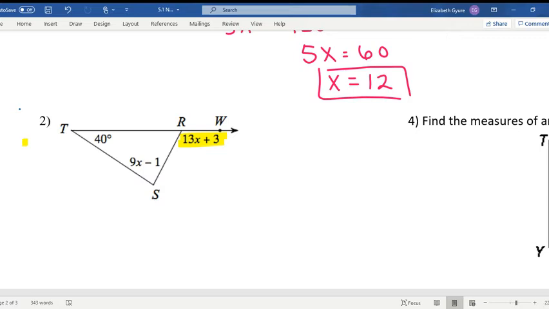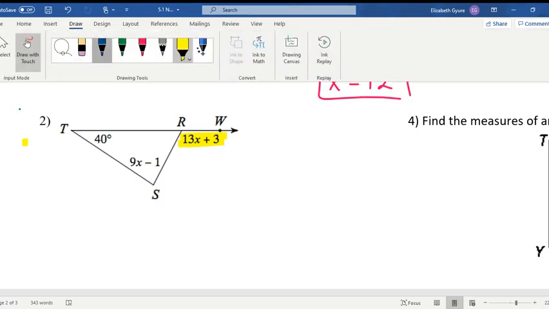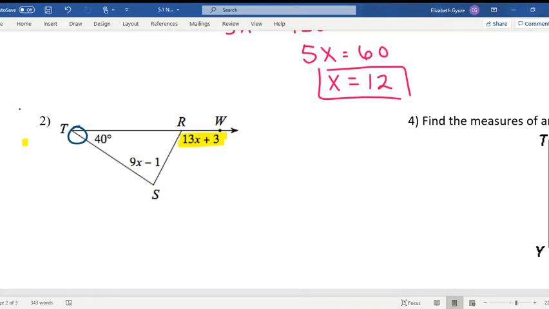Right. My exterior angle equals my remote interior angles added together, or the interior angles that are on the other side. So my exterior angle is going to equal whatever angle T is plus whatever angle S is. So we would set this up by doing 13x plus 3 equals 9x minus 1 plus 40. So my exterior angle equals angle T plus angle S, and then you just solve your equation.